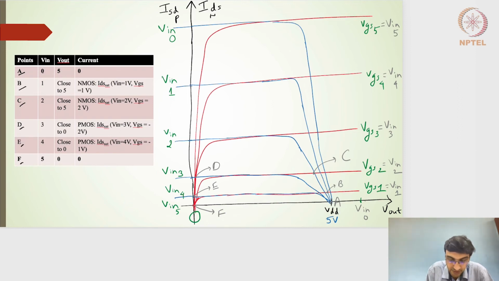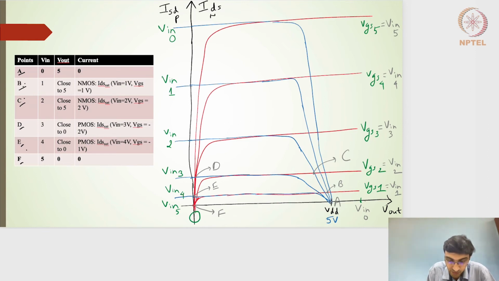For an input voltage of 0, I'll get the intersection point as A. For an input voltage of 5 volts, I'll get the intersection point F. For input voltages of 1, 2, 3, 4, I'll get the intersection points B, C, D, E respectively. The output voltage I have also written, although I don't know the exact value.